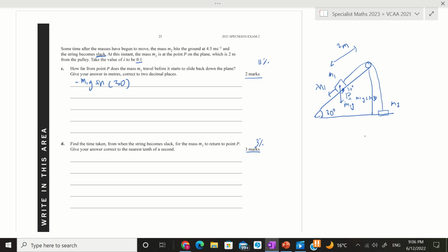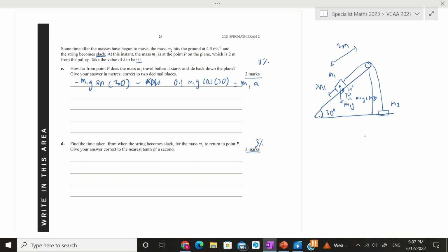But anyways, this force is pulling it down the plane. The friction force is also pulling it down the plane. The friction force, which is mu N, I'm now going to write as 0.1 times N, where N is M1g cos 30. And that's equal to mass times acceleration. At this point, we don't have to write M1 plus M2 again because M2 is no longer involved in the system.